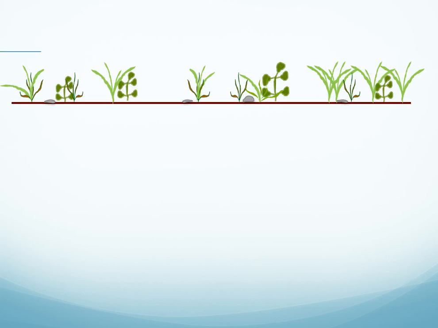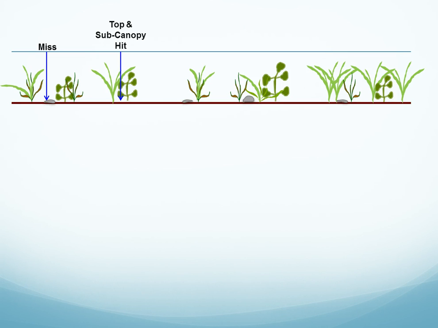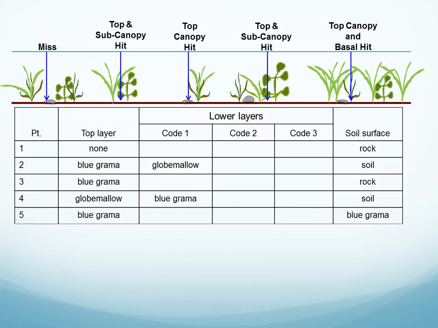If we look at a slightly more complicated system, again, this has just 2 species. We're going to look at a series of hits. The first one was a miss. The second one, there is a top and a sub-canopy hit, so 2 species. The third one, there's a top canopy hit. The fourth one, a top canopy and sub-canopy hit. And on this fifth one, there's a top canopy hit and also a basal hit, or hit on the base of the plant. And this table shows how these data would be recorded.